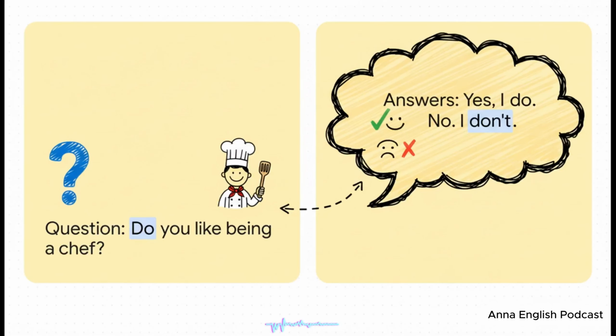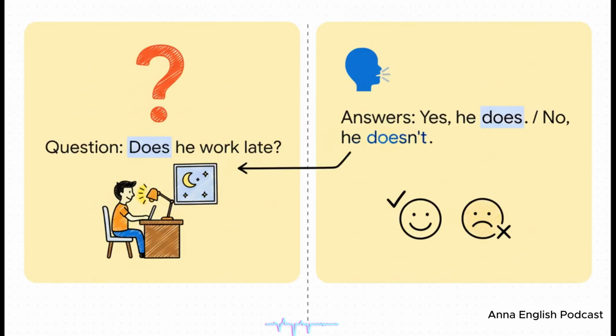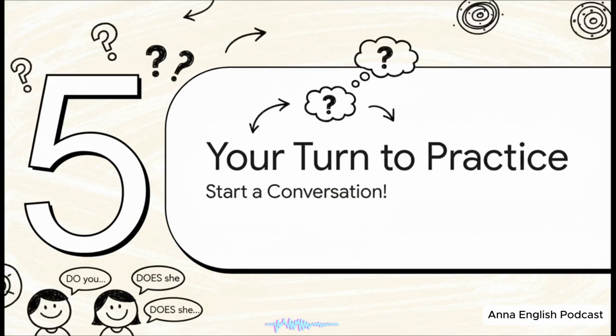Simple as that. And guess what? It's the exact same idea for does. Question, does he work late? The answer is either yes, he does, or no, he doesn't. Once again, you're just matching that word from the question. It's like a perfect little mirror. Okay, so you've seen the rule, you know how to put the questions together, and you even know how to answer them. You literally have everything you need to start having these kinds of conversations on your own.